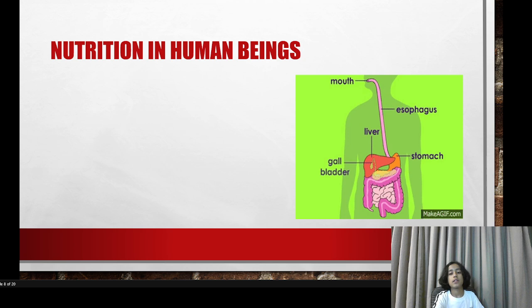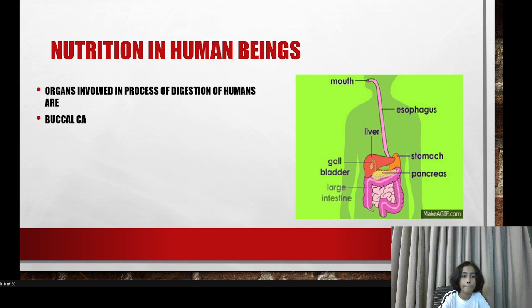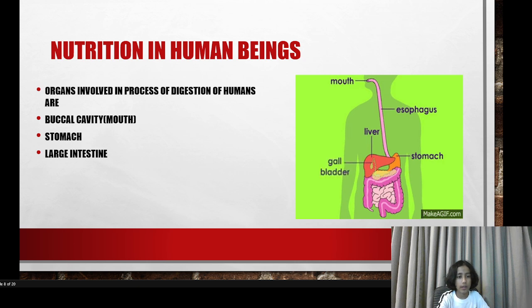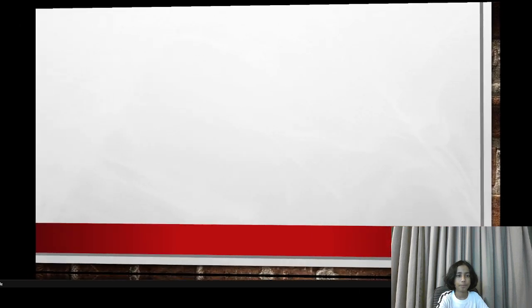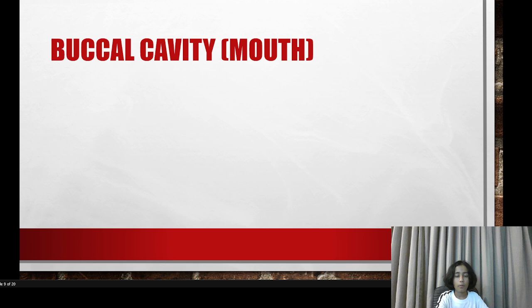Nutrition in human beings. The organs involved in the digestion of food are the buccal cavity or mouth, stomach, large intestine, esophagus, small intestine, rectum and anus. Buccal cavity or mouth. This is where digestion starts. Digestion begins in the mouth.